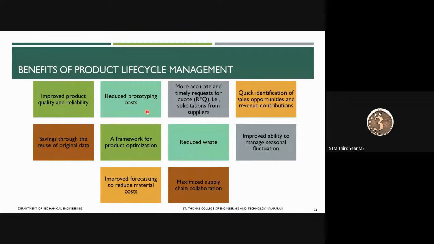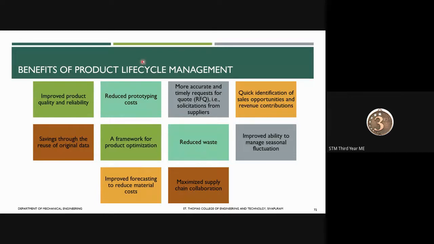And due to that, if you are controlling product prototyping by product lifecycle management, the cost will always be less, because of the forecast it keeps in mind. So always the prototyping cost will be reduced.